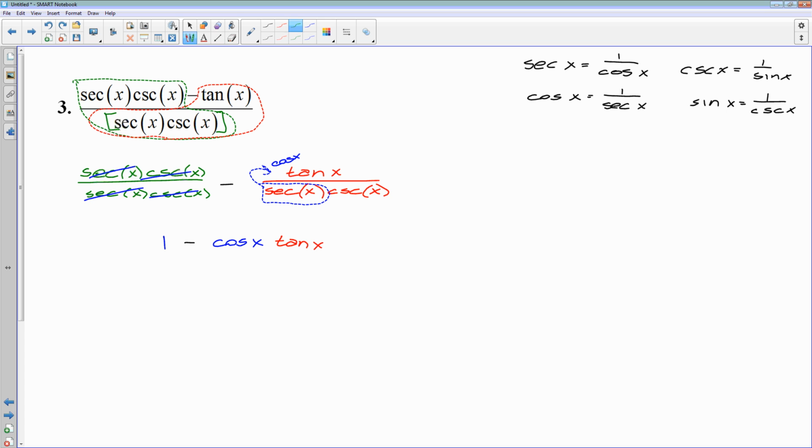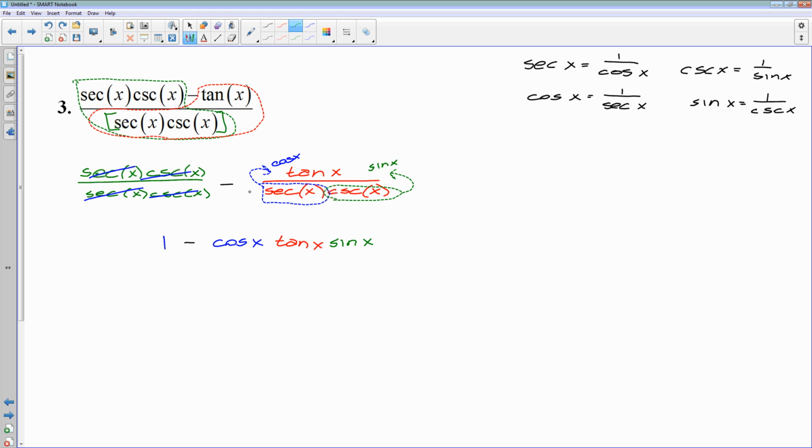And then my cosecant, I'm going to do the same thing. I'm going to take this cosecant, which is in the denominator, and move it to the top, which essentially flips it. It takes it from denominator to numerator. That gives me a sine x in the numerator.